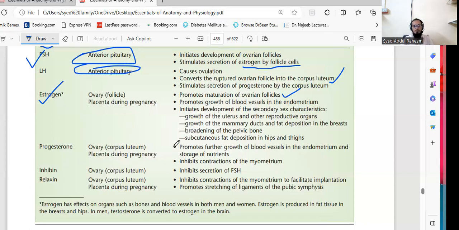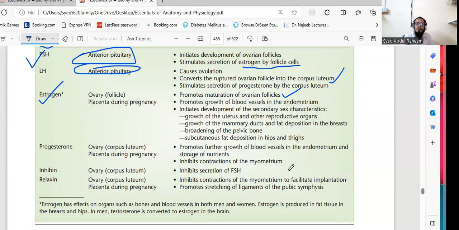Progesterone promotes further growth of blood vessels in the endometrium and stores of nutrition, and inhibits contraction of the myometrium. So it will stop other effects on the uterus, like contraction, and it will improve blood circulation and nutrition. Progesterone has a higher function than the estrogens. Here we have estrogen and progesterone.